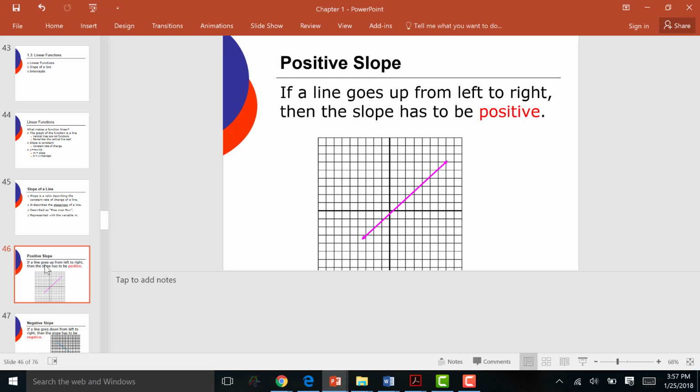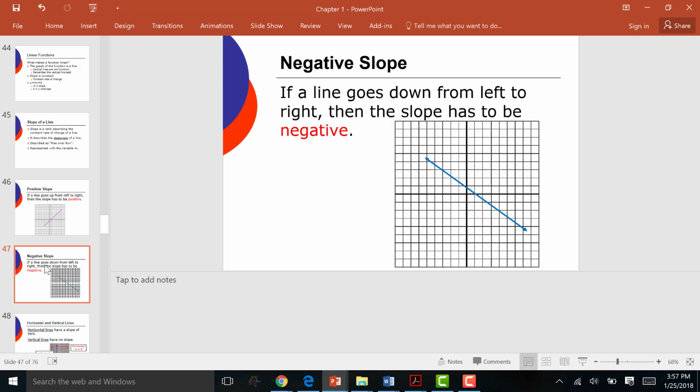Is that a positive slope or negative slope? Positive, because it's going uphill or downhill? Uphill. Remember, you got to look from left to right. It's going uphill if you look left to right. All right, so it has a positive slope. What about the next one? Negative slope is going downhill.